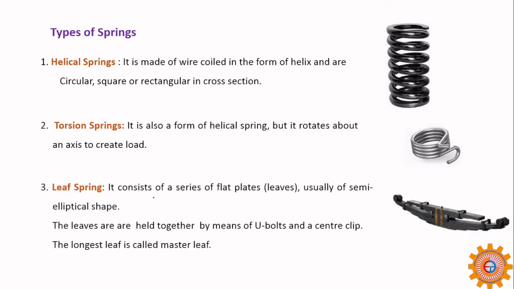Next one is leaf springs. It consists of a series of flat plates, otherwise called leaf or leaves, usually of semi-elliptical shape. These can be used with the main one as a master leaf, and the others are also called graduated leaves.